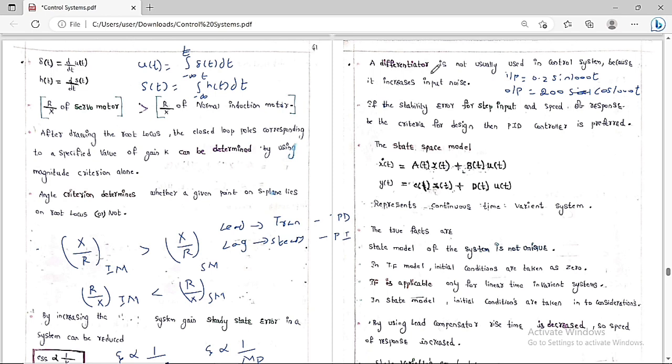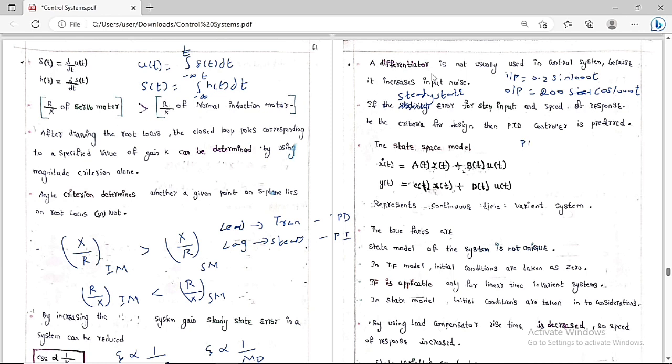The next point is, if the steady state error for step input and the speed of response are the criteria for design, then the PID controller is preferred. A small correction here: it is steady state error, and not stability error. If the steady state error for step input and the speed of response are the criteria for design, the PID controller is preferred. I have already told you so many times.